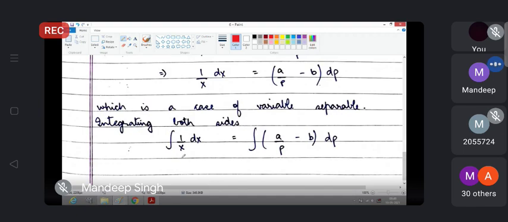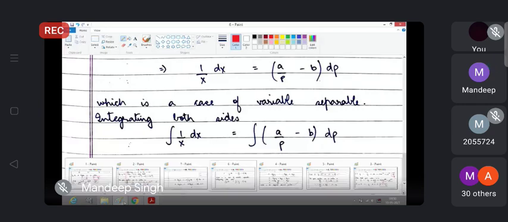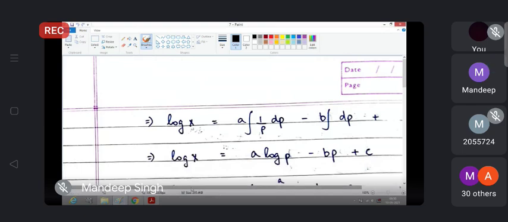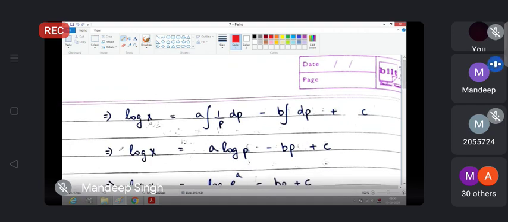Integrating both sides, we have integral of 1 over x dx is equal to integral of a over p minus b dp. In variable separable, log will come. Moving on, log x is equal to a, kept outside as a constant, integral of 1 over p dp, minus b, a constant kept outside, integral of dp, plus c. So log x is equal to a log p minus bp plus c.